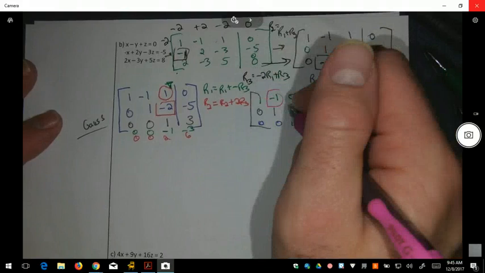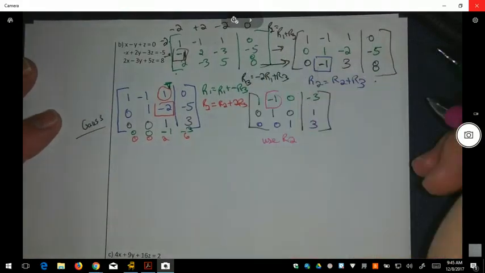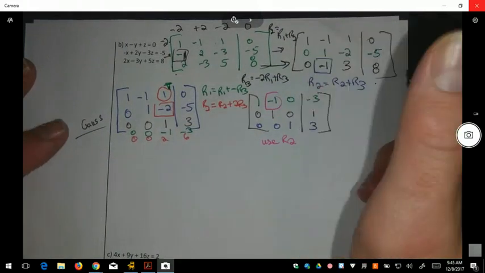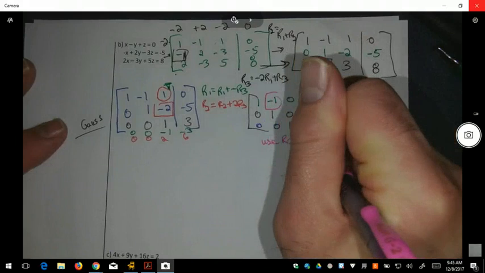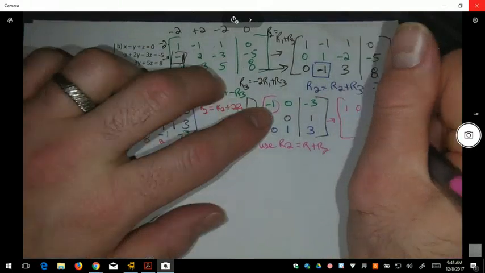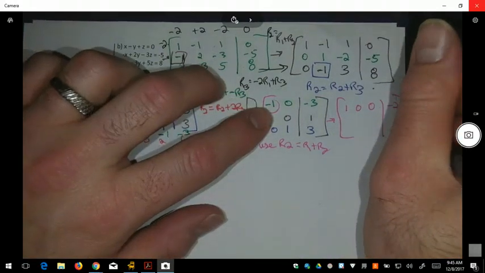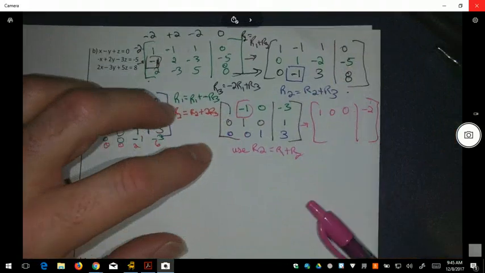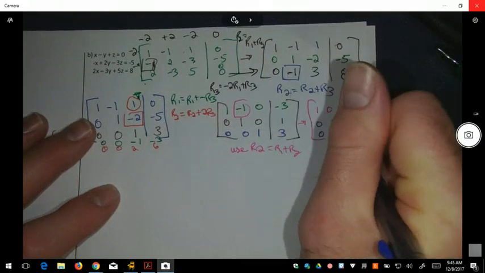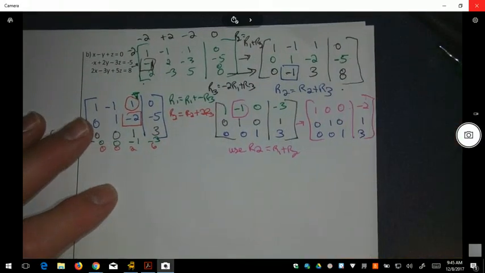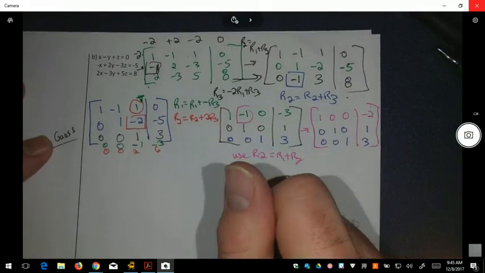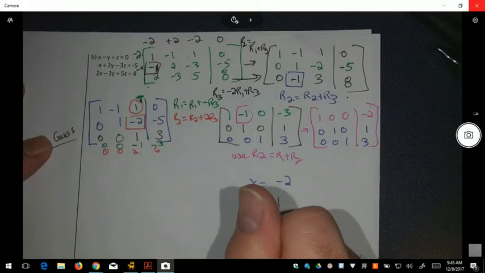Guess which row I have to use? Use row 2. And what's nice for this particular problem, it doesn't always work out this way, is these are opposites, so I can just add row 1 and row 2, which will give me 1, 0, 0, negative 2. And then the other ones just stay as they were. 0, 1, 0, 1, and 0, 0, 1, 3. So that means my answers are x equals negative 2, y equals 1, and z equals 3.